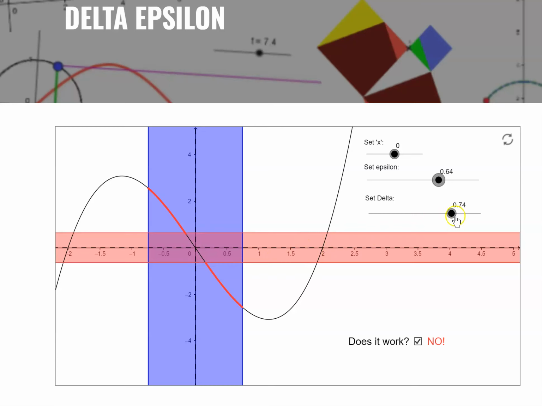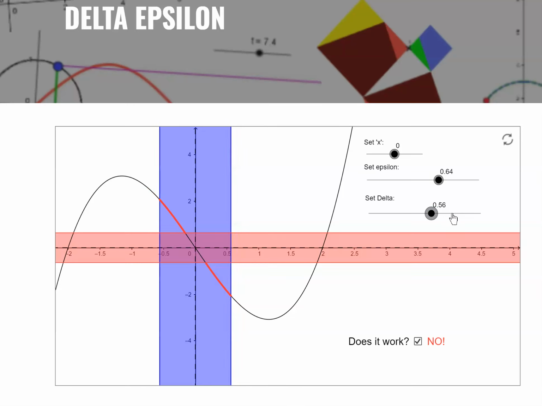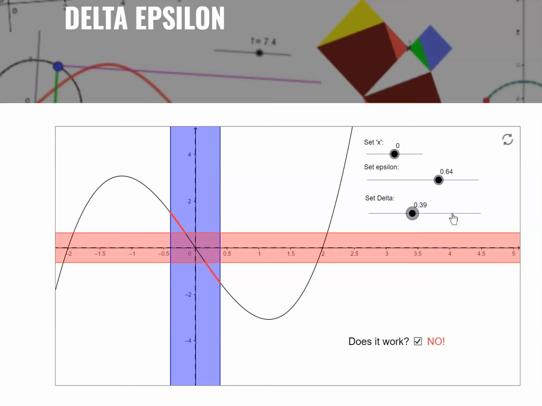So we're going to come over here and click on Set Delta, and I'm using my arrow keys to move this to the left so that we can shrink the interval on the x-axis that we're looking at. Continuing to shrink this, you'll see that those segments of red on the curve are shrinking as I move delta to smaller and smaller values.